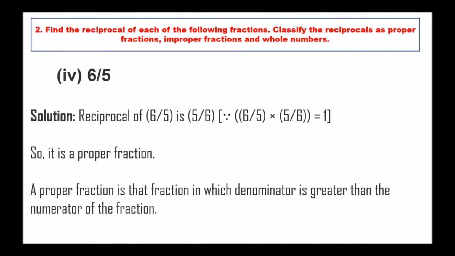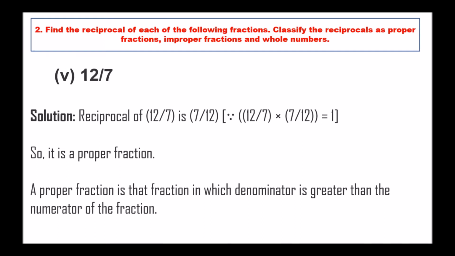6 upon 5. The reciprocal of 6 upon 5 is 5 upon 6, because 6 upon 5 into 5 upon 6 equals 1. It is a proper fraction because here the denominator is greater than the numerator. 12 upon 7. The reciprocal of 12 upon 7 is 7 upon 12, because 12 upon 7 into 7 upon 12 is 1. It is also a proper fraction because here also denominator is greater than the numerator of the fraction.